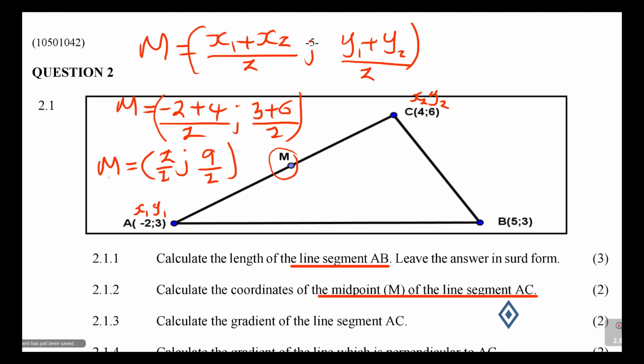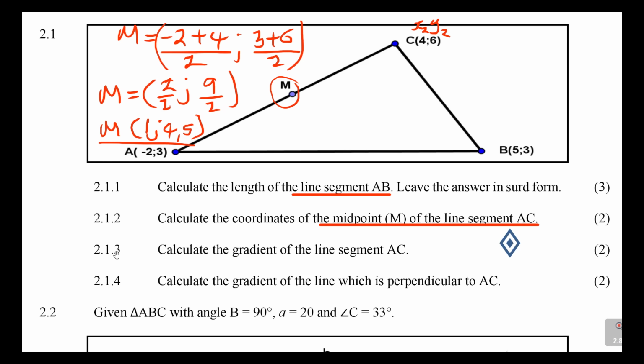Then it's up to you to finish that, to say what is 2 over 2. 2 over 2 is equal to 1, so M will be 1, and 9 over 2, you can leave it like that, or 4 comma 5, or 4.5. So it's up to you how you want to leave it. So these are the midpoint of the line segment, that's 2 marks.